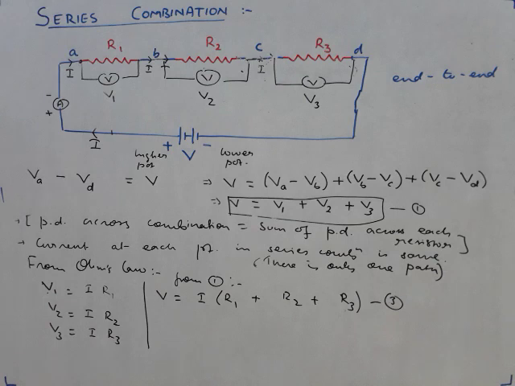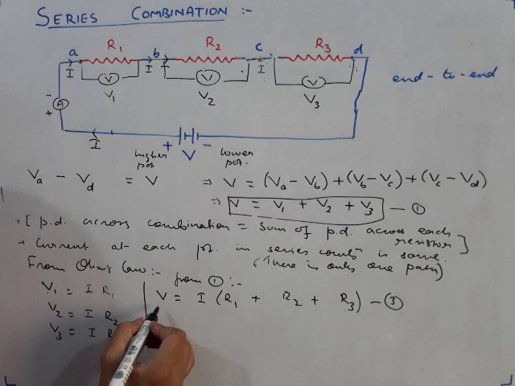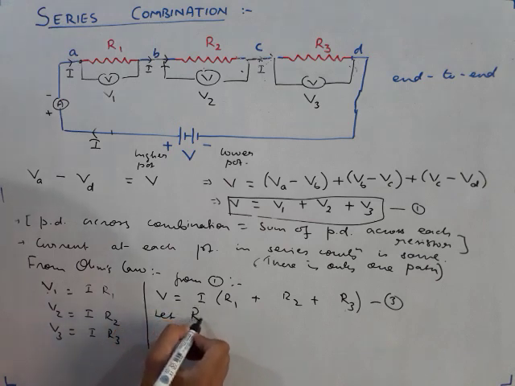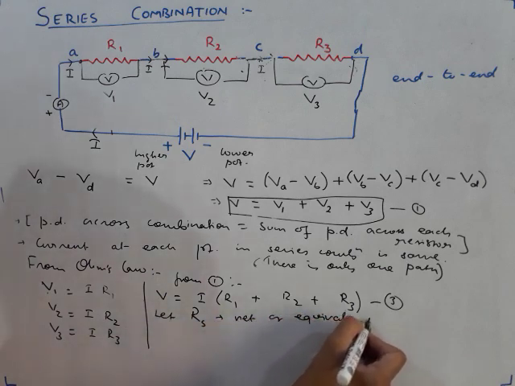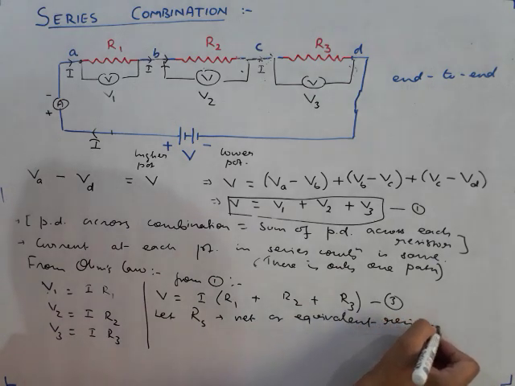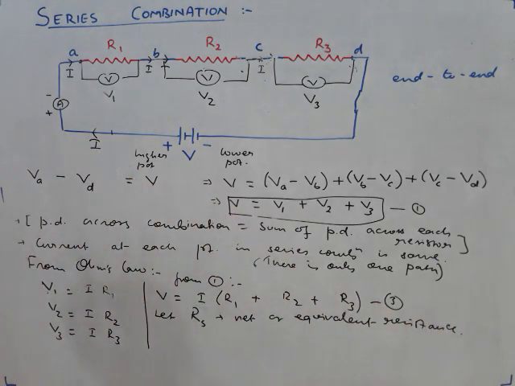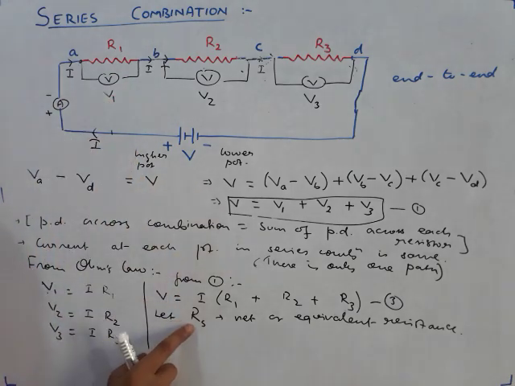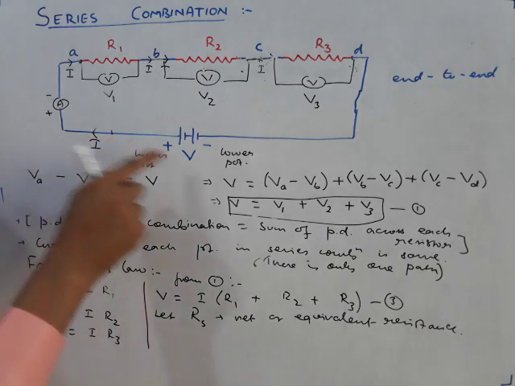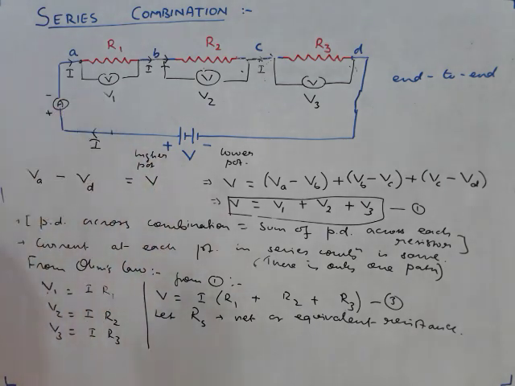Now there is a term called as net resistance or equivalent resistance. So let RS, S for series, be the net or equivalent resistance of the combination. What does that mean? That means we remove R1, R2 and R3. All these resistors we will remove, and we'll put a single resistor of resistance value how much, Rs, such that the same current, same voltage should be recorded by the ammeter and voltmeters.